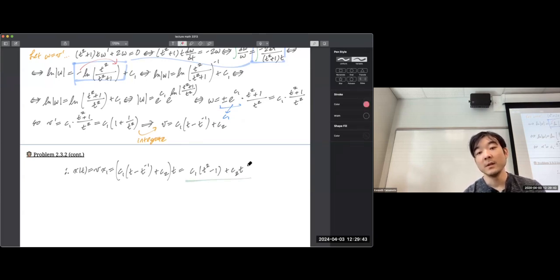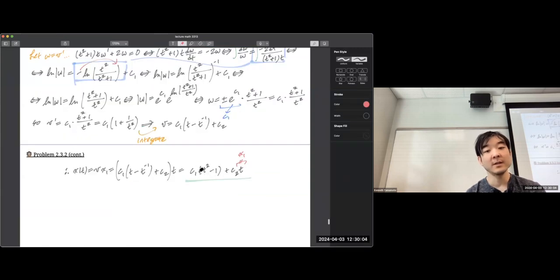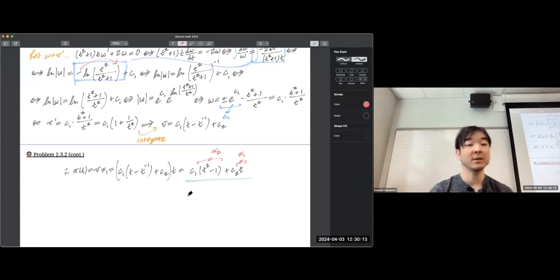So this was the homogeneous solution that was given to us, right? x1 is equal to t, and we checked that this actually does satisfy the differential equation. You would not have been able to know this one unless it was given to you. Now that you know this, you can find the general solution, including the second homogeneous solution, by reduction of order, and it turns out that the second homogeneous solution is actually t squared minus 1. And the sum of those two will be the solution to the homogeneous equation.